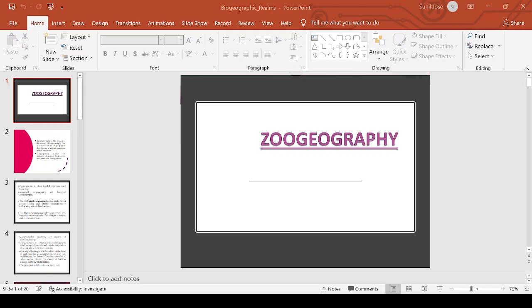So these are the major realms of the world, and in the coming classes we have to take each realm and study what the geographical features of that region are, what type of animals, the faunistic features, are present in each region. Then we also have to study the sub-regions that we can find in each realm. So basically, under Zoogeography, we are studying about 6 major realms of the world. That is what we will be studying in the coming classes. So right now we will be stopping here.